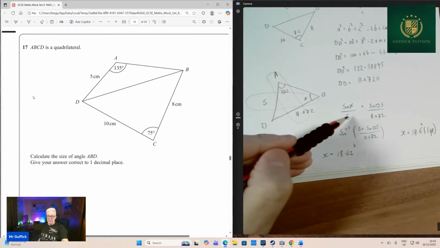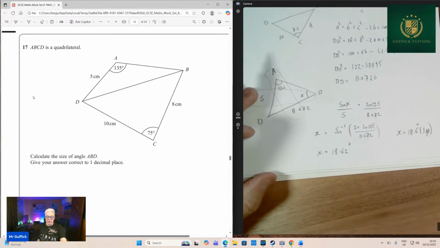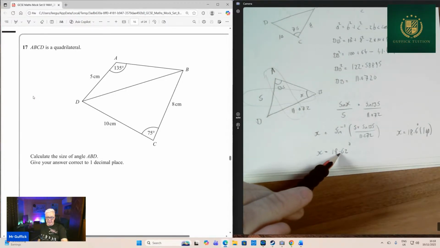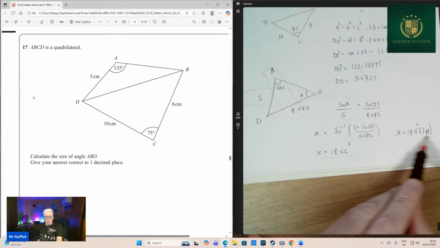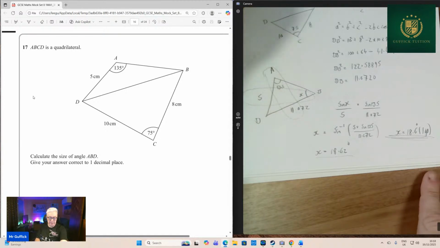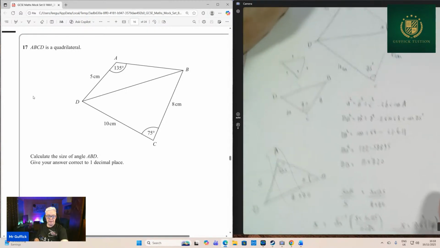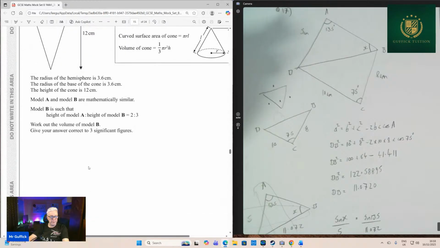And then we times everything by 5 and do the inverse. So we find out when we do that we get the angle x is 18.62. And that is our final answer. Oh no, it says give your answer to one decimal place. So 18.6 is our final answer to one decimal place. So that's how you would do that question. Quite a nice one of its type, I think, that one.